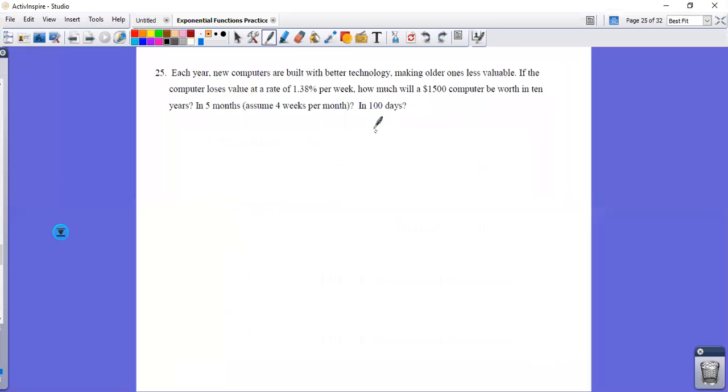All right. Each year, new computer, per week, 1.38. How much will it be worth in 10 years? So this would be a $1,500 computer. It loses value. So 1 minus, the rate is 0.0138. And it's doing that every week. Well, in 10 years, that would be 52 weeks times 10.